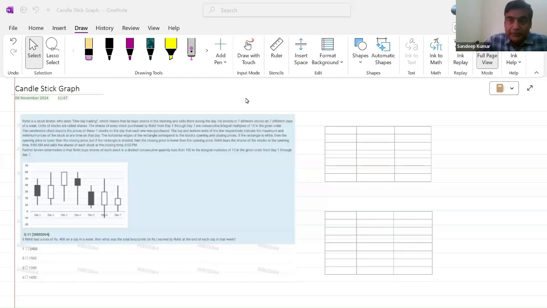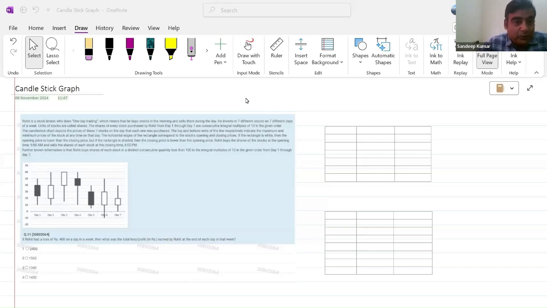Hello everyone. Today we'll be discussing concepts related to the candlestick graph. Candlestick graphs are simple, easy to interpret, and not very difficult, though for first-time viewers these graphs can look slightly puzzling. So today we decode a candlestick graph and try to answer one of the questions. Okay, let's have a look.